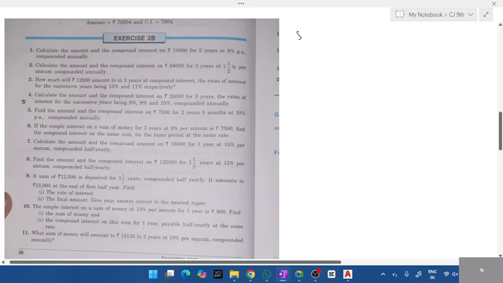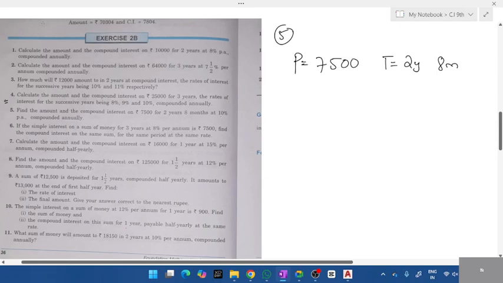Let us try the fifth one. Till the fourth we have completed. Fifth one. What is the principal given? Find the amount and compound interest on what principal? P is equal to... Fifth question. Look, fifth one. Time is equal to 2 years. Only 2 years. Shall I ignore these 8 months? What's the time given? 2 years, 8 months. The rate is equal to... What's the rate?